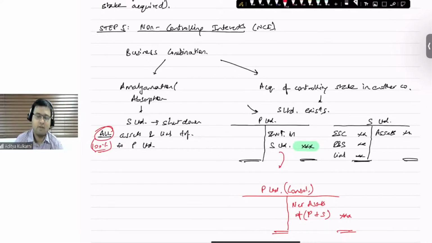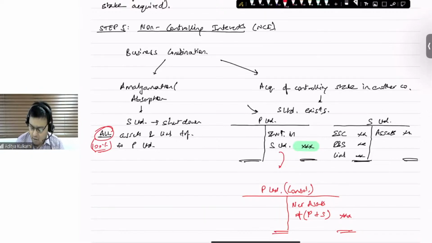In this case, we will not see investment in S Limited. Instead, we will see P Limited's net assets. To that, you are going on adding S Limited's net assets. You will add liabilities. All of it will be added.